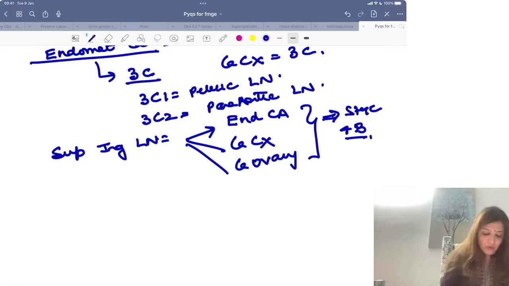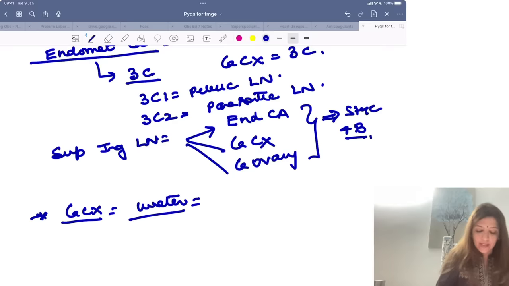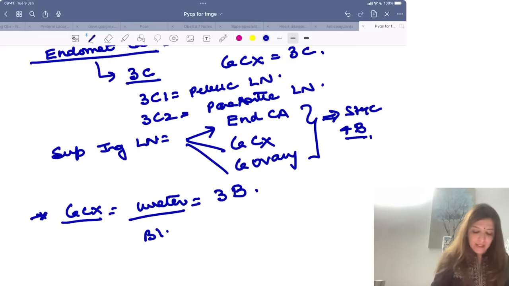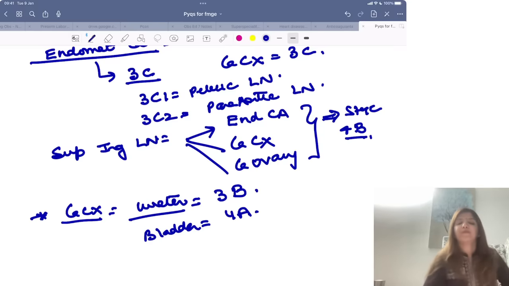Then you have to remember that in cancer cervix, ureter is involved in stage 3B, right? Bladder is involved in stage 4A. So if you remember this much, your purpose is done. More than this will not be asked. Staging as such is not asked. Clear?